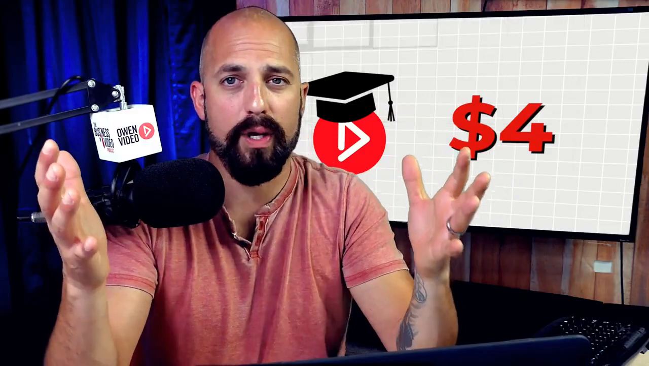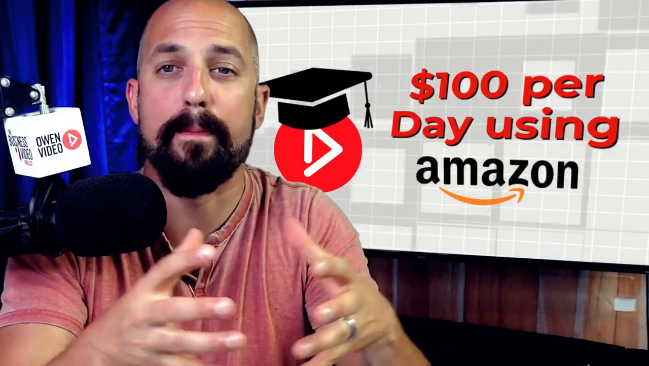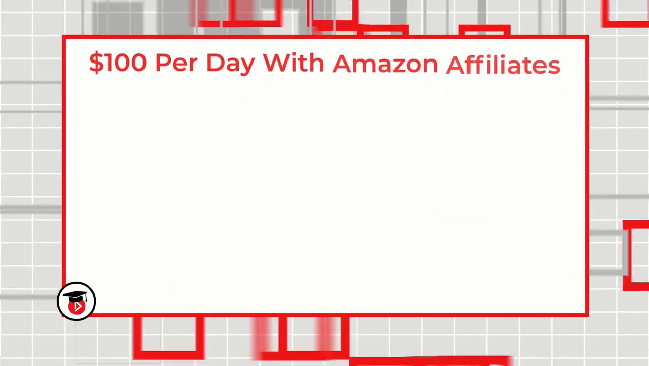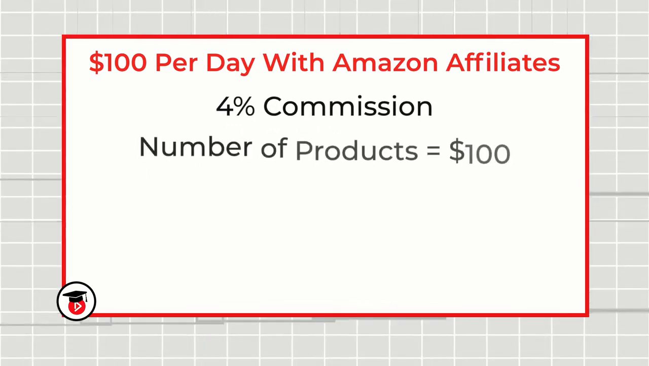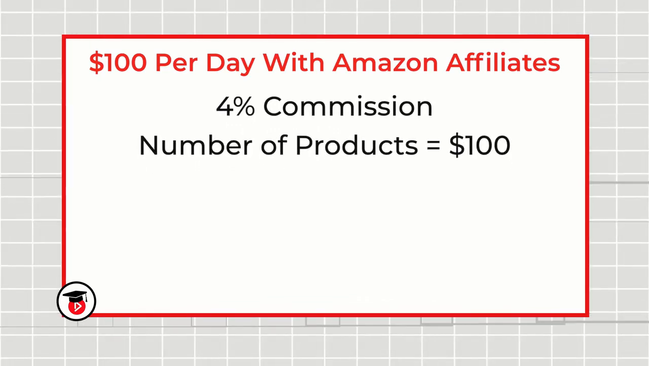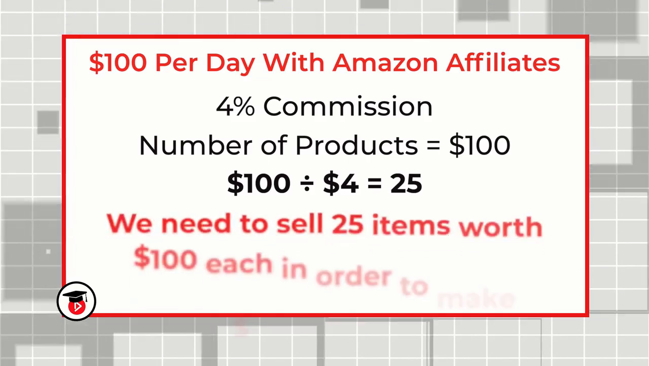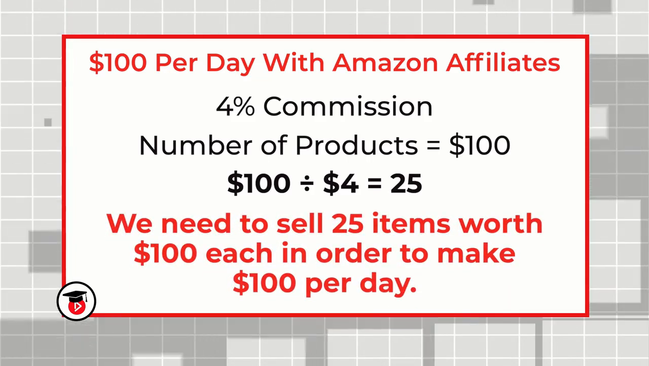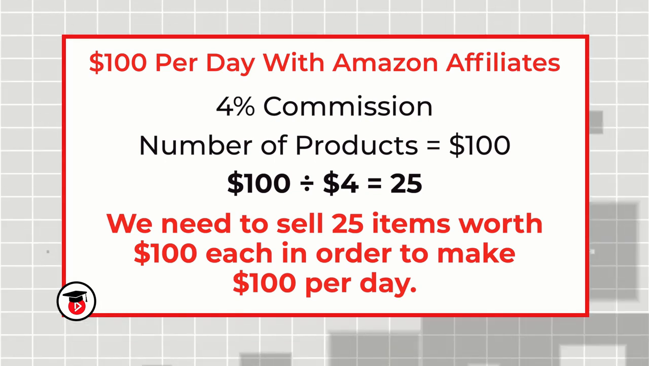That's pretty good. So how do you make $100 per day? Well, it comes down to that blueprint equation. At 4% commission, you're going to need to find out how many products you need to sell in order to equal $100 per day. So we take $100 and divide it by $4, which gives us the number 25, which tells us that we've got to sell 25 $100 items at 4% commission in order to make $100 per day on Amazon.